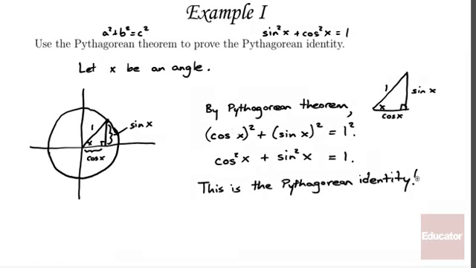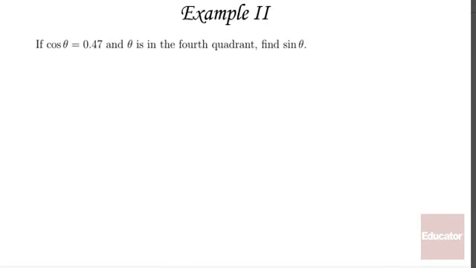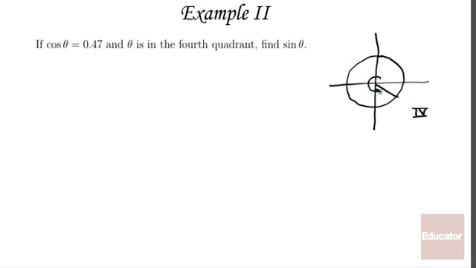So what we've done is we started by assuming the Pythagorean theorem, and then we used the Pythagorean theorem to derive the Pythagorean identity. Let's see an application of that in the next example. We're given that theta is an angle whose cosine is 0.47, and theta is in the fourth quadrant. We have to find sine theta. So let me draw theta. Theta is somewhere down there in the fourth quadrant. I don't know exactly where it is, but theta looks like that. And here's what I know.